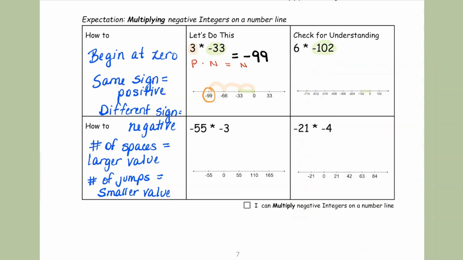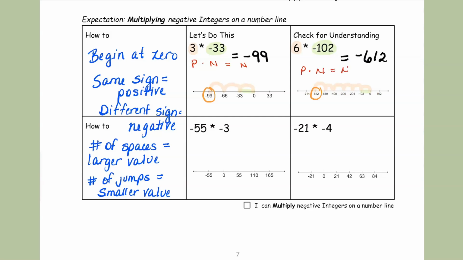All right, let's jump back into it. I'm using the spacer as negative 102, so I'm starting at 0, and I'm going to move 102 spaces in the negative direction, and then I'm going to do that 6 times. That's going to land me at negative 612. So here again, we're seeing a positive times a negative is going to give me a negative answer. All right, great job. Let's continue on.